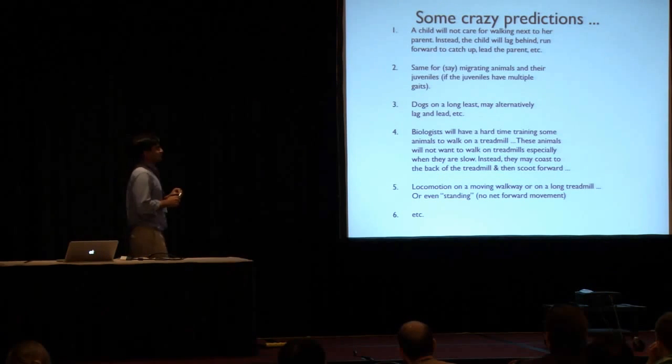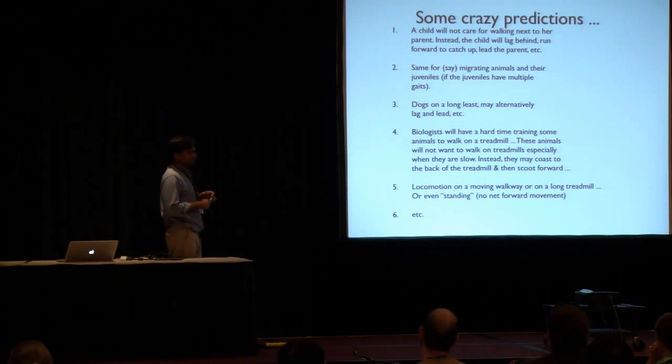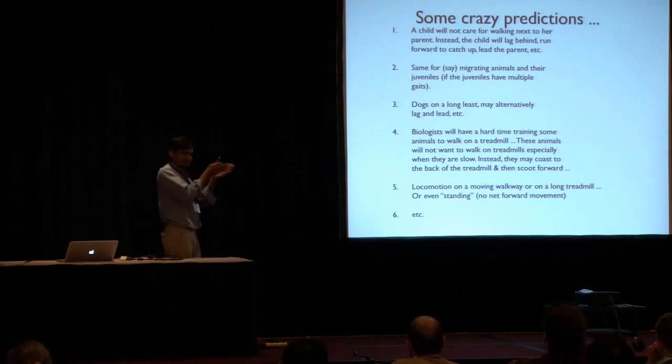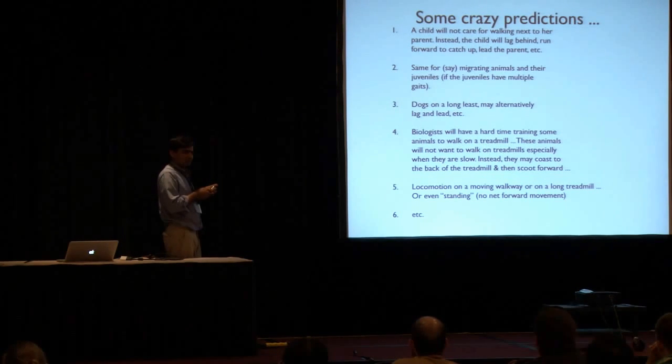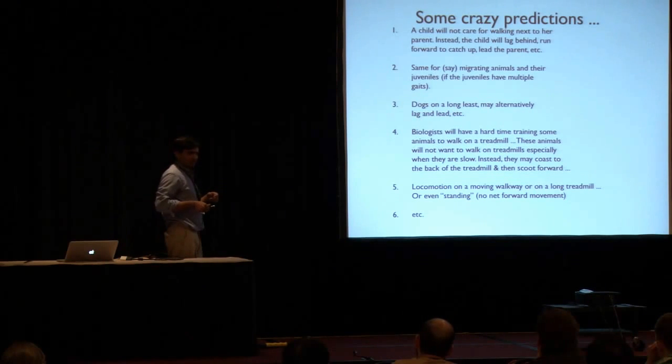Okay. Some crazy predictions. I wanted to give a second talk actually, but some crazy predictions from this sort of thinking. A child walking next to a parent, because its curves are shifted a little bit left to the parent, would tend to either lag behind or run forward, possibly. Maybe the same thing might happen for juveniles migrating with adult animals. If you have a dog on a long leash, maybe they might do something like this. These are all speculations, I guess.